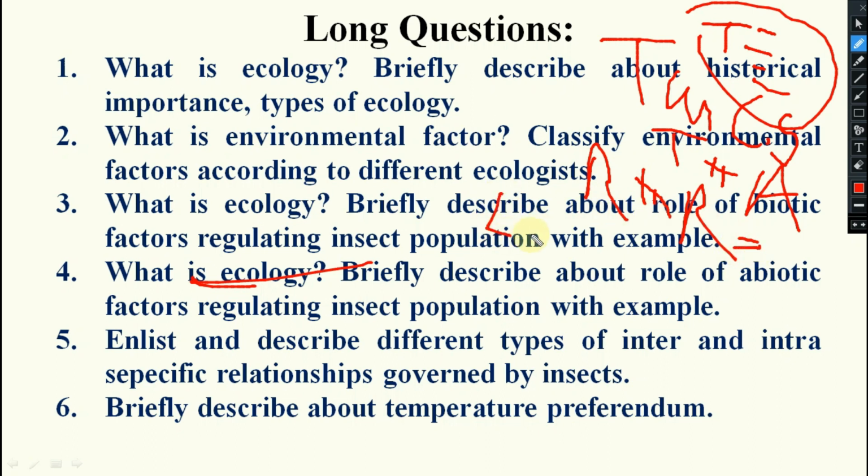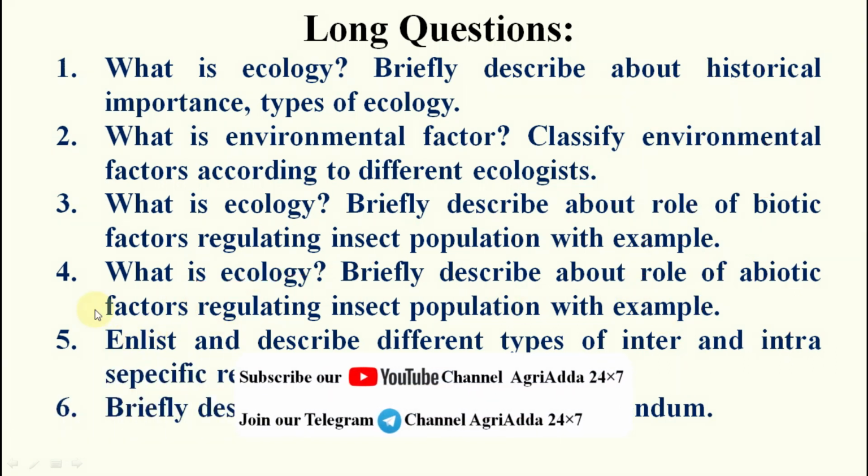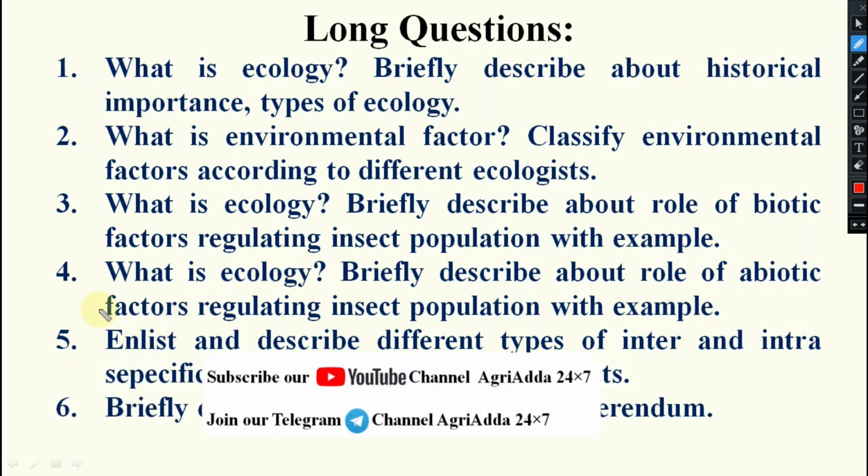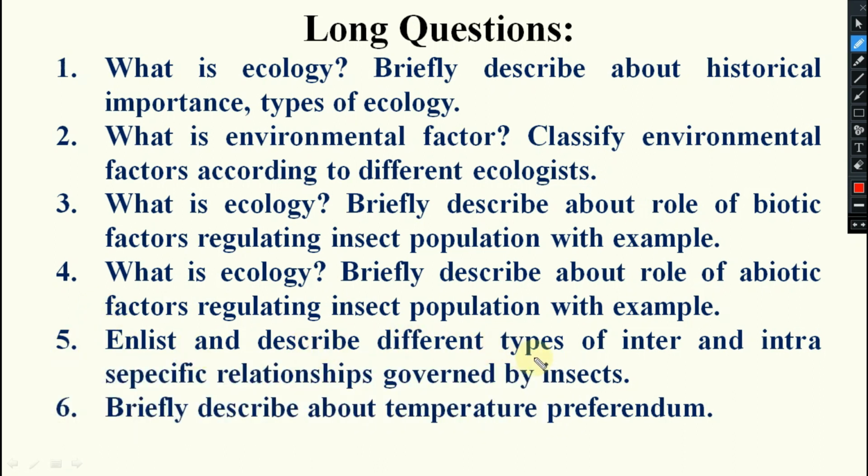In case of light you need to mention some concepts like phototaxis, photoperiodism, short day species, long day species, some of the things are there. Don't describe everything, just put headings, write down one line, and you can put some example of how they are affecting the insect. Next you see, fifth one: enlist and describe different types of inter and intraspecific relationships governed by insects.